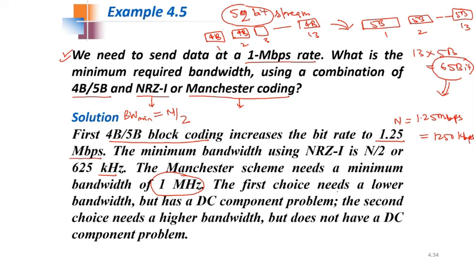The first choice needs a lower bandwidth but has a DC component. So in NRZ, we have lower bandwidth, but we suffer from the DC problem. But in Manchester, there is no DC problem, but a higher bandwidth is needed. So based on the requirement, we can select. If we don't want any DC component, we will select Manchester coding. If we want the minimum bandwidth, that is n by 2, then we will use NRZ. So based on the different applications, we can select likewise.